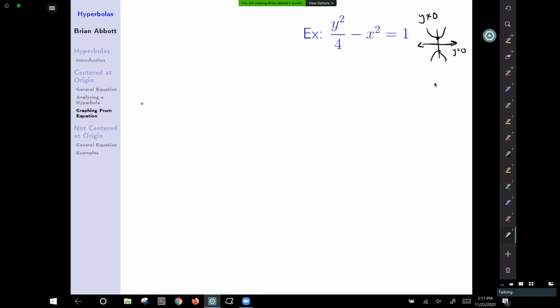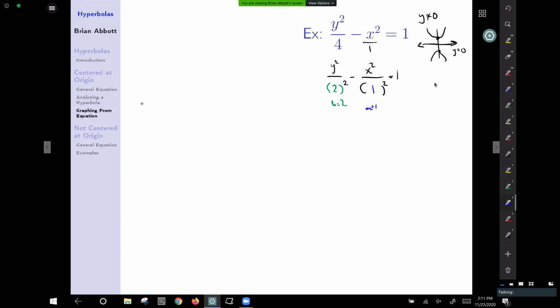So let's put it into the format for the equation. y squared over b squared, well, 4 can be written as 2 squared, minus x squared over a squared equals 1. Well, above it, it's x squared. There is no denominator. Well, yeah, there's always a denominator. It's always over 1. And what squared is 1? Well, 1 squared is 1. So a is 1, and b is equal to 2.